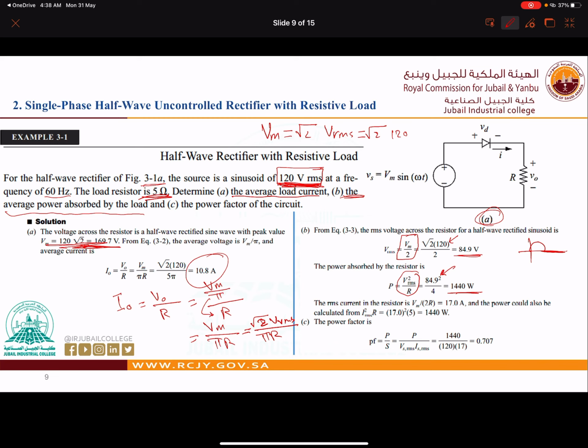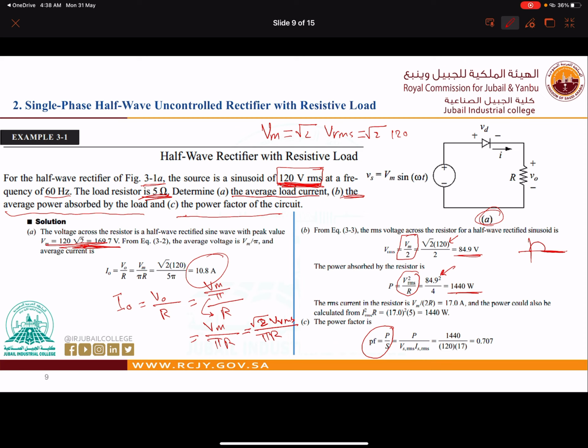Now for part C, it asks for the power factor. We know that the power factor is basically P over S. P is the active power, S is the apparent power.